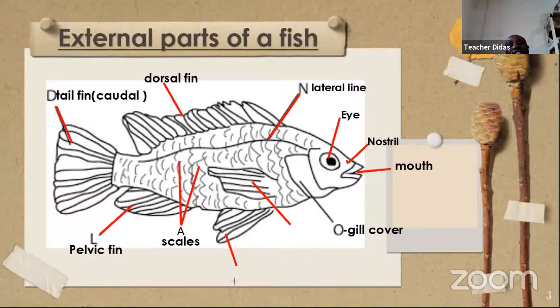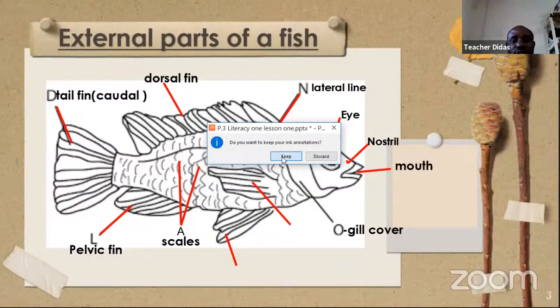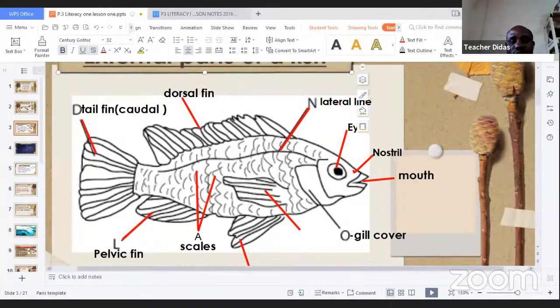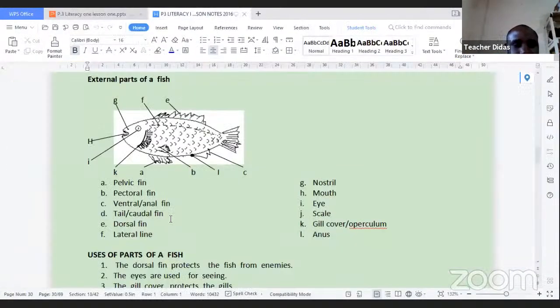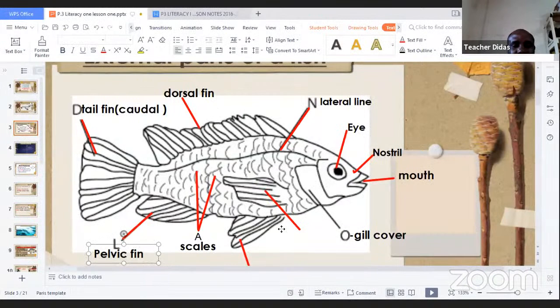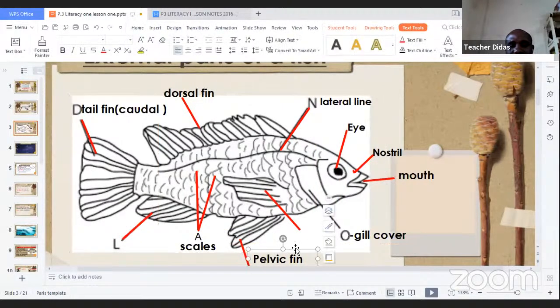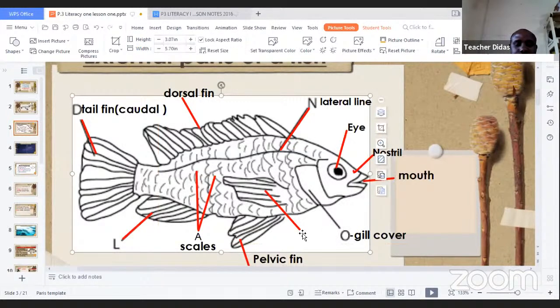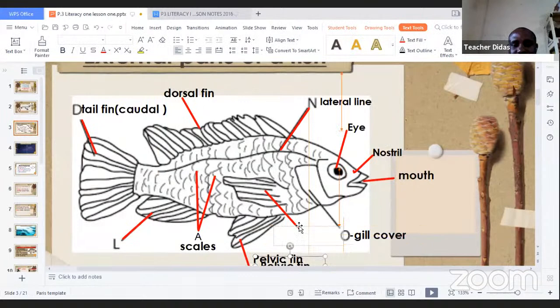Let me see how best I will write the answers there so that we can understand them. So those are some of the parts of the fish. We cannot finish everything, but we're just having a look at a few of them. We have looked at the pelvic fin and the pectoral fin. The one which is down here is what we call the pelvic fin, and the one which is here is called the pectoral fin. Let me hope you are following. These fins seem to be confusing, but we have to understand them. This one is called the pectoral fin, and the one which is down is called the pelvic fin.